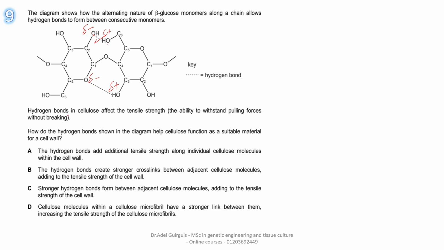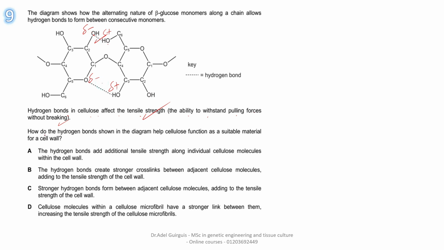Hydrogen bonds in cellulose affect the tensile strength, the ability to withstand pulling forces without breaking. Like the cellulose cell wall. It resists turgor pressure when water enters by osmosis inside the cell cytoplasm and vacuole. Due to tensile strength, due to the presence of these hydrogen bonds.